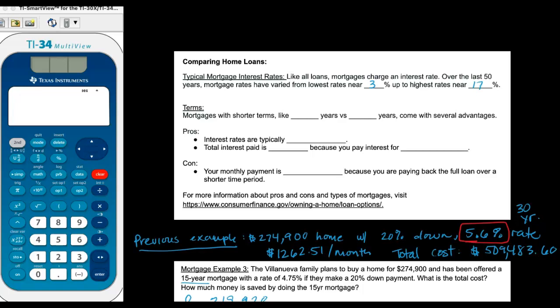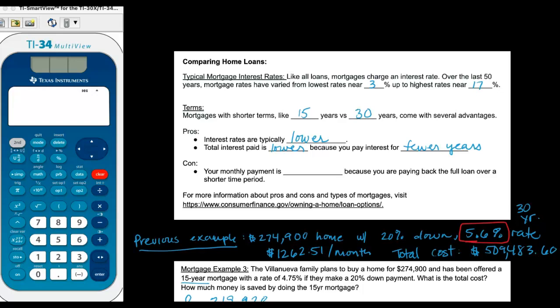Mortgages with shorter terms, like 15 years versus 30, come with several advantages. Typically the interest rates are lower when you have a shorter term because it's an advantage to the bank. They're getting your money sooner. You're not taking as long to pay off your home. Total interest paid is typically lower because you pay interest for a shorter period of time, for fewer years.